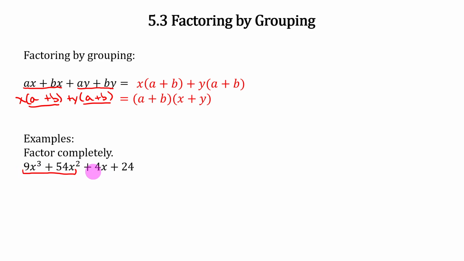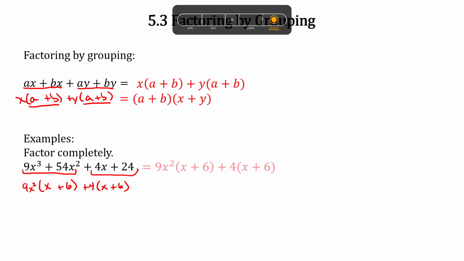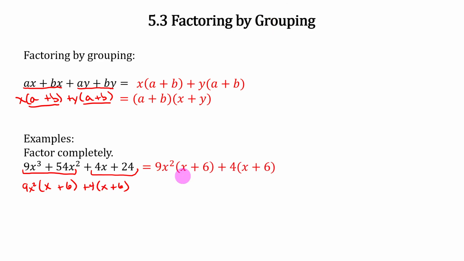I'm going to take this one, and I'm going to take this one. Here, I'm going to factor out a 9x squared. So that would leave me with x plus 6. And here, I'm going to factor out a 4, and that would leave me with x plus 6. Well, now I'm going to factor out the x plus 6 and put it on the outside. And then what's left is 9x squared plus 4.